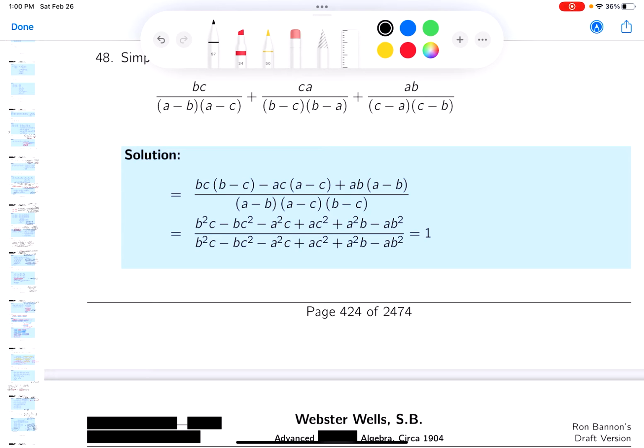Okay, the first thing I do is I put things in alphabetical order. So BC is fine, A minus B is fine, A minus C is fine. The next term, I'm noticing is a plus sign, and this would be CA, but I'd write down AC. And then when you get in the bottom, well, the B minus C is fine.